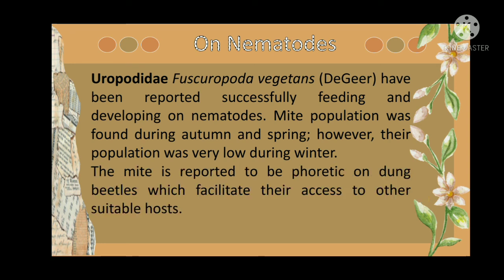Uropodidae have been reported successfully feeding and developing on nematodes. Mite population was found during autumn and spring. However, their population was very low during winter. The mite is reported to be parasitic on dung beetles, which facilitate their access to other suitable hosts.